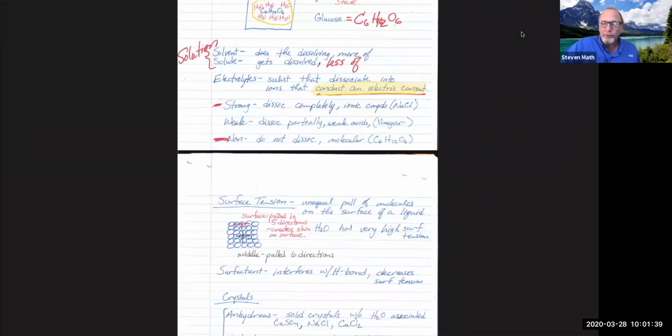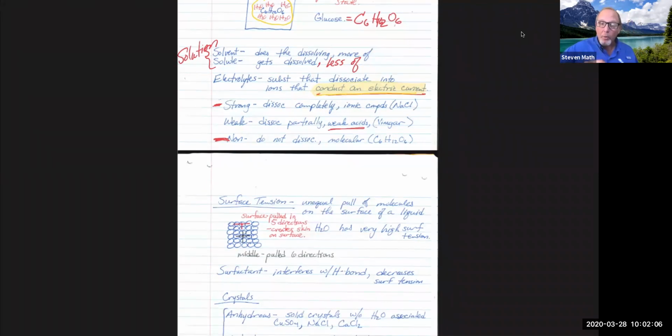And then, of course, the world is an imperfect place. So there are things that dissociate partially. We're not going to deal with those very much here. Those are things like vinegar. Okay, weak acids. We haven't done our unit on acids. I don't expect you guys to know that. Just know your strongs and your nons. Strongs are ionic, nons are molecular. All right, that's how we're going to classify solutions for right now.